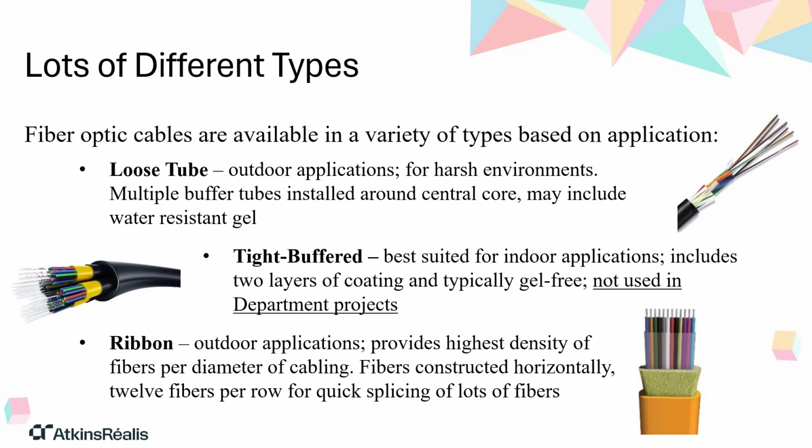Ribbon fiber optic cables are developed for outdoor applications and provide the highest density of fibers per diameter of fiber optic cabling. This means that even the smallest cable will have a high density of fibers for individual connections. What happens is fibers are constructed horizontally, 12 fibers per row, allowing for splicing to be done 12 fibers at a time. You'll often see this type of cable in third-party communication providers like AT&T or Comcast or Spectrum. We don't typically use this for DOT type jobs.